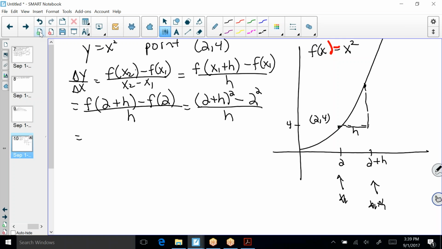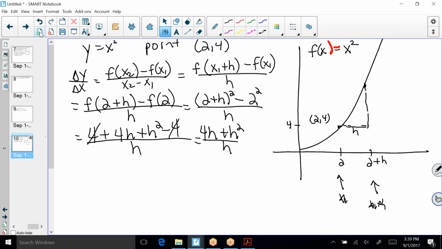All right, let's FOIL 2 plus h. When we FOIL 2 plus h squared, we get 4 plus 4h plus h squared minus 4 divided by h. The 4's are going to cancel, they become 0. And we get 4h plus h squared over h. Everything has an h, so we can factor an h out of the numerator and get 4 plus h divided by h. These h's cancel, and we're left with 4 plus h.